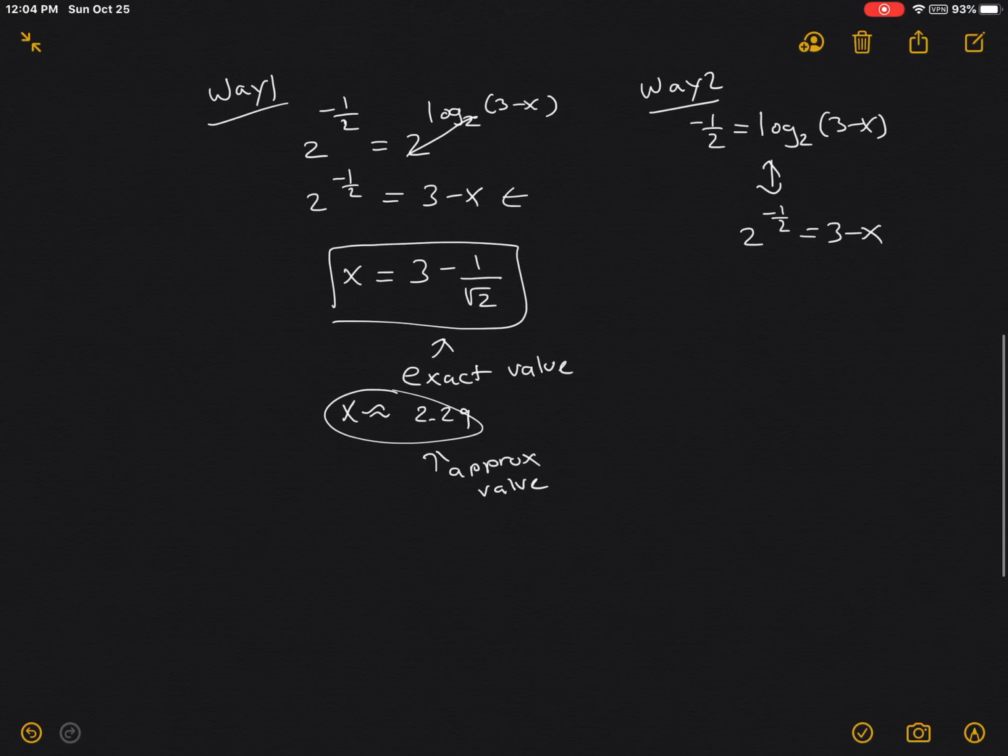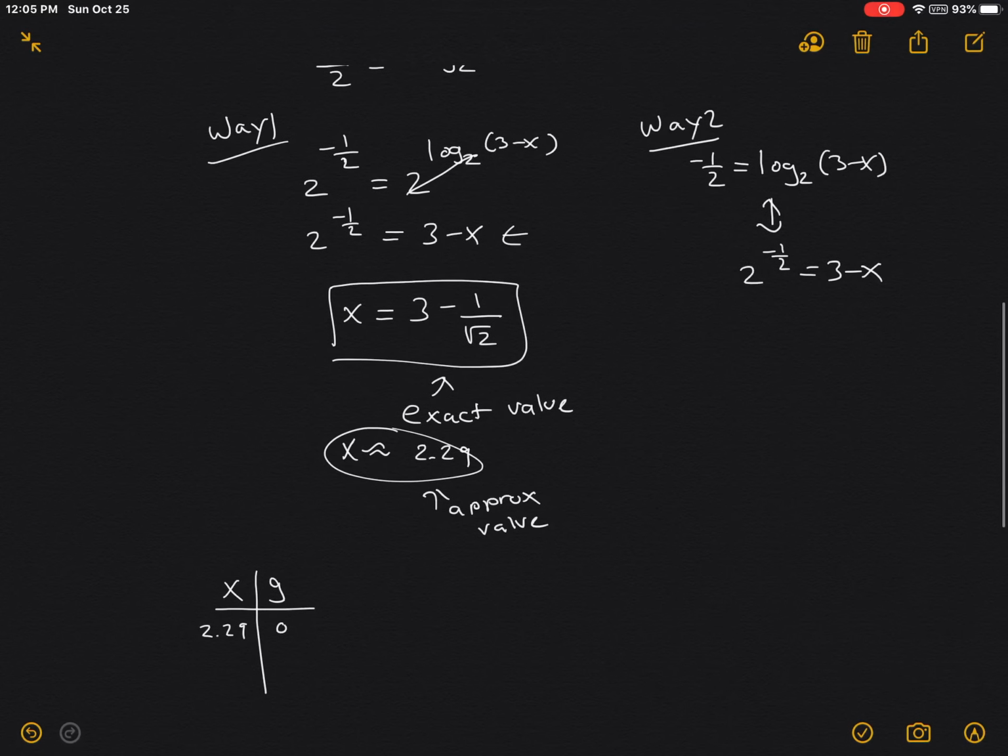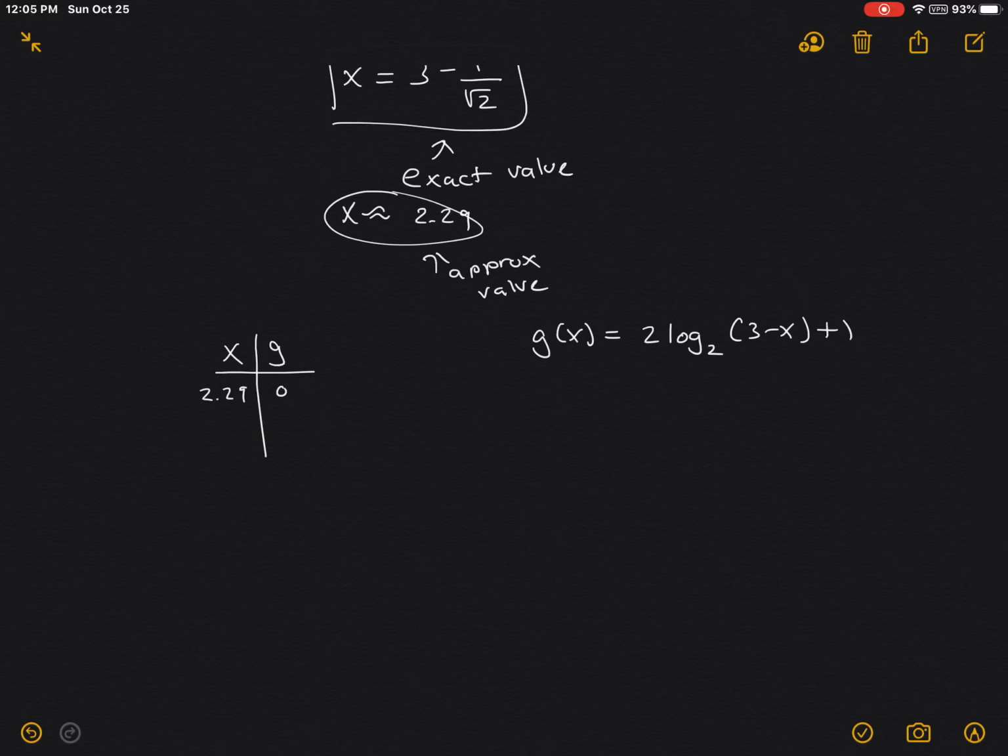All right. Now we have 1 point on our graph currently, which is the x-intercept. And what I want to do right now is practice plugging in smart points. So what do I mean by plugging in smart points? Over here, we already have 2.29 comma 0. And if I go back to my original function, let me just write it down here. My original function, g of x, is equal to 2 log base 2 of 3 minus x plus 1.